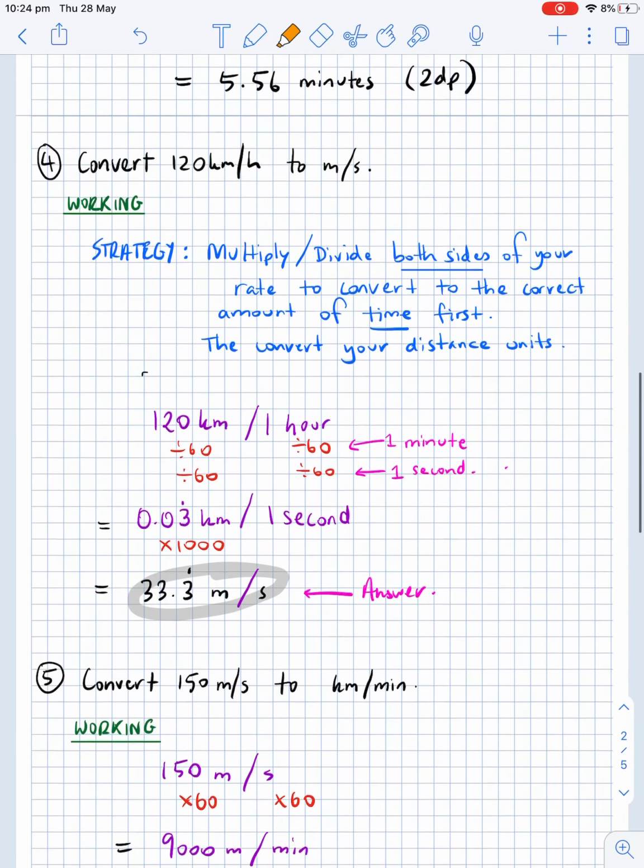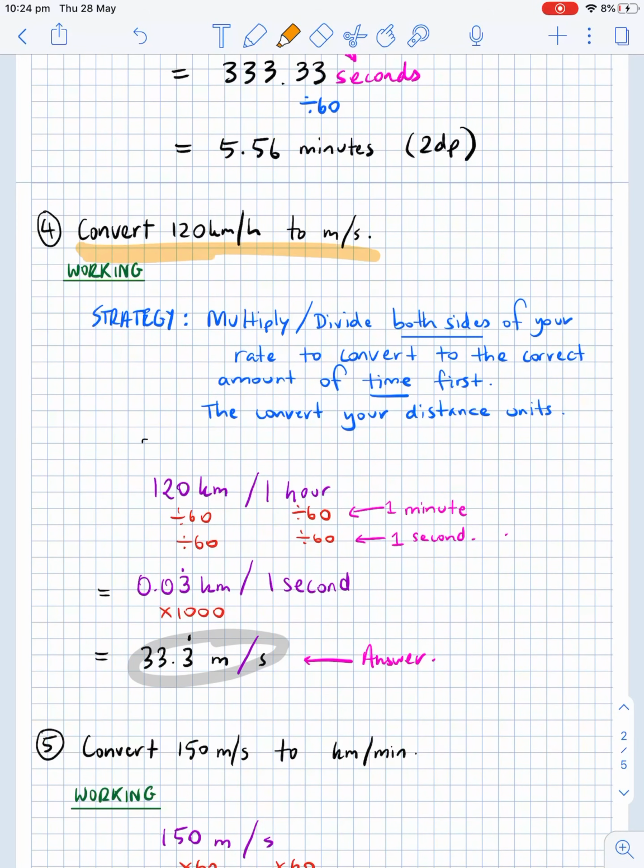Okay, a couple more questions, guys. So convert 120 kilometers per hour to meters per second. So 120 kilometers per hour, that's pretty fast. That's like going over the typical speed limit in the car. We want to know how fast this is in meters per second. How many meters do we travel every single second?